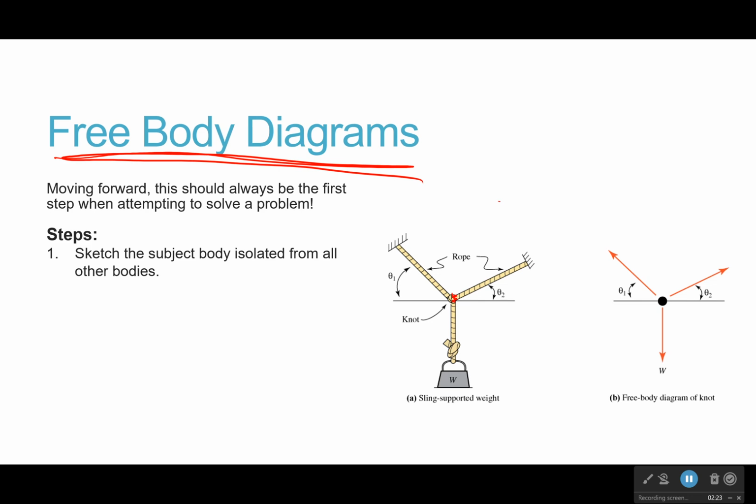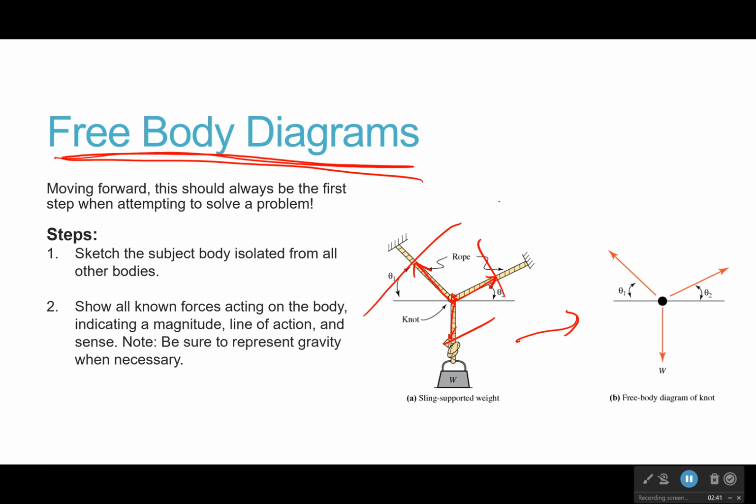Now that's more or less a point. We're going to say that it doesn't have any size. And so we cut the ropes, cha-cha-cha. And when you do that, whatever you cut, it turns into a force. You just draw an arrow going towards what you cut. That's what we have right here.